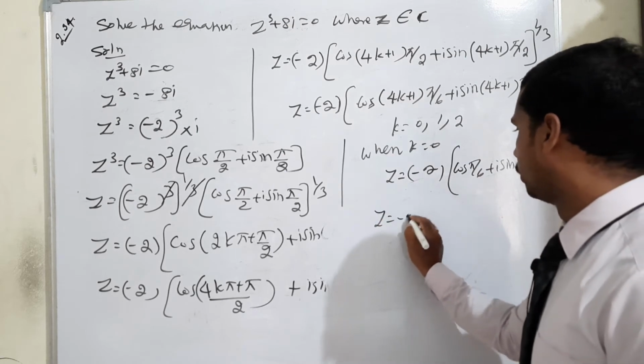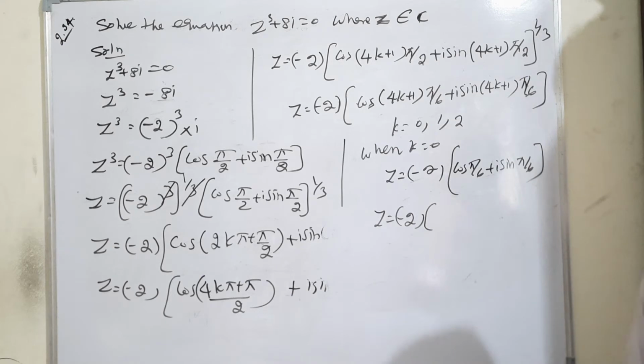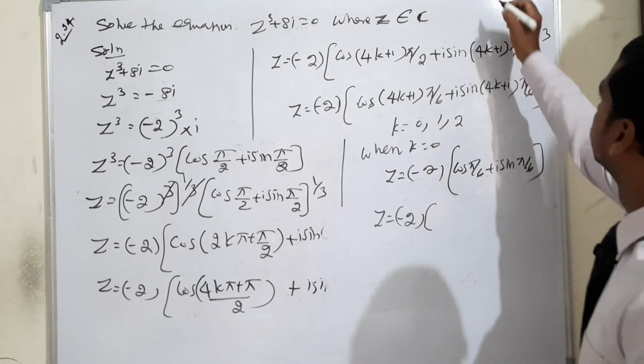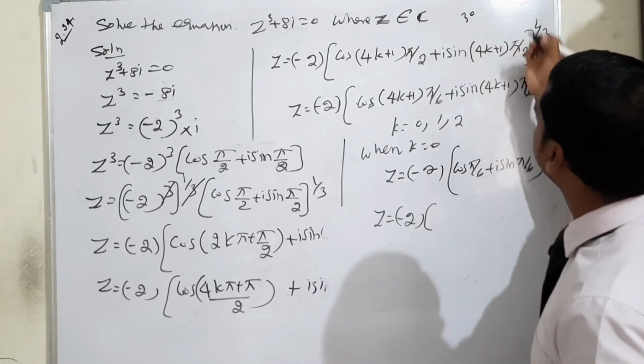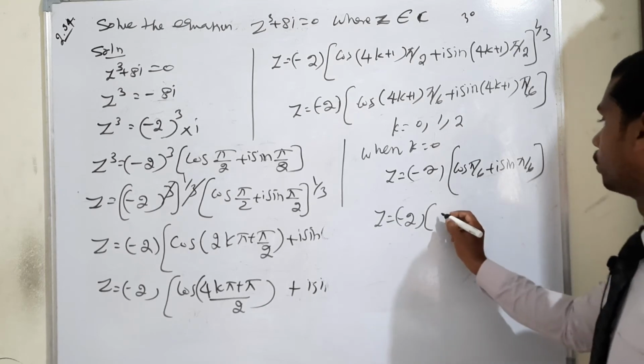Again z is equal to minus 2 into cos pi by 6. 180 divided by 6 means 30. So cos 30, what is the value that will come? Cos 30, you already know the value. So cos 30 and sin 30. Cos 30 is definitely root 3 by 2.